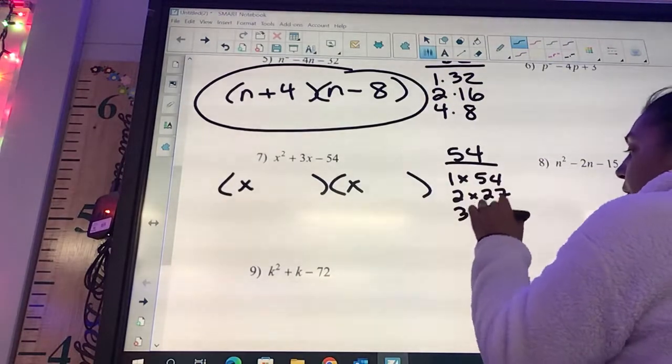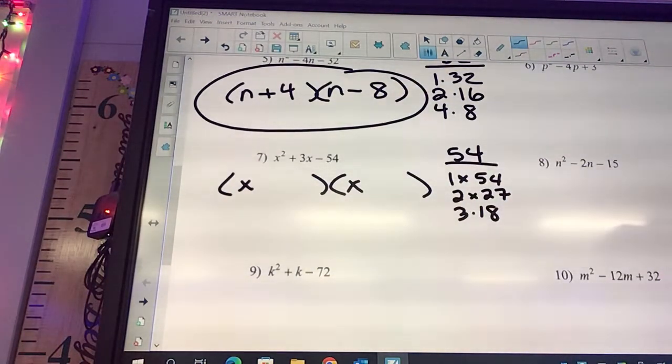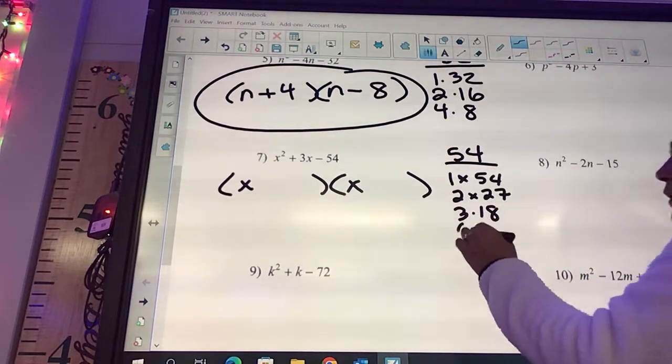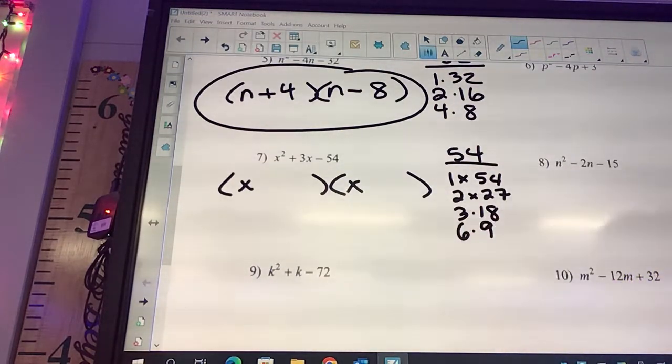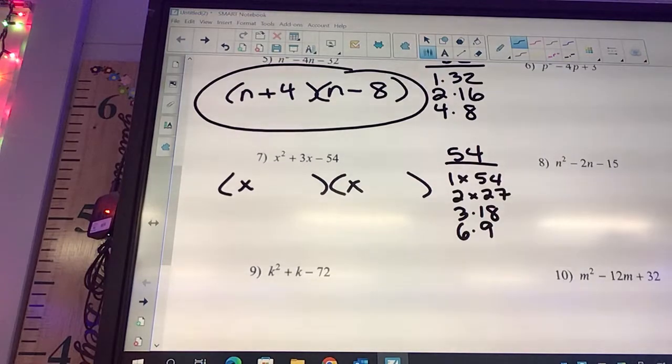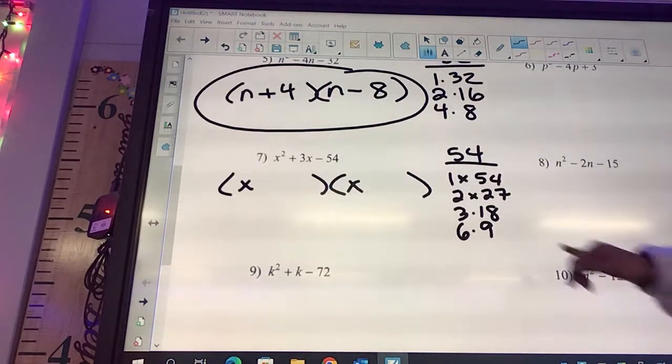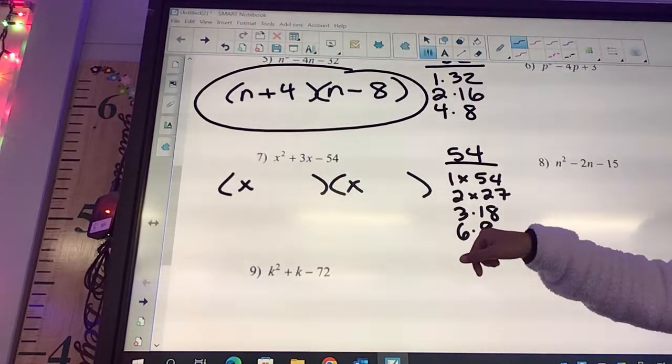Does 4 work? No 4? Okay, 5. 6. 9. 6 and 9. 7. Nothing. 8. Nothing. How do you know when you're done? When we get to the last number on the list, okay? So we check up to 9.